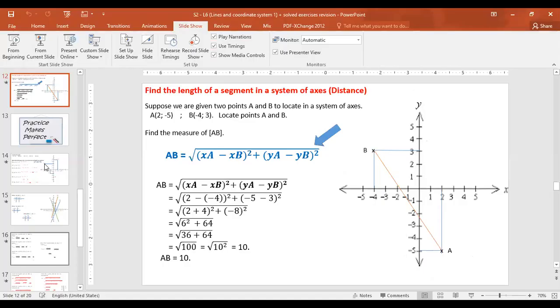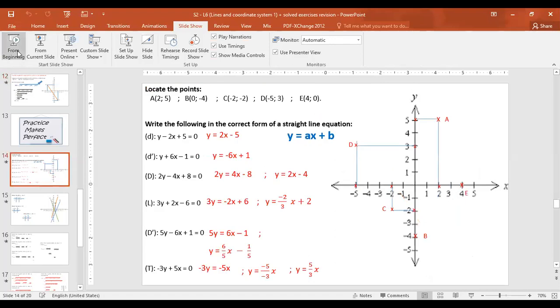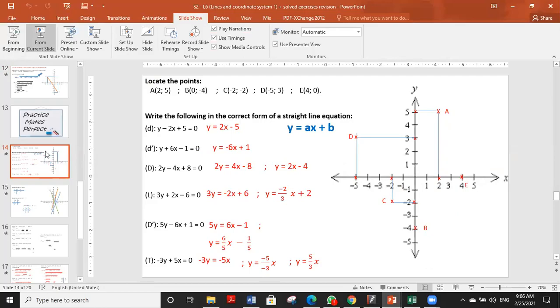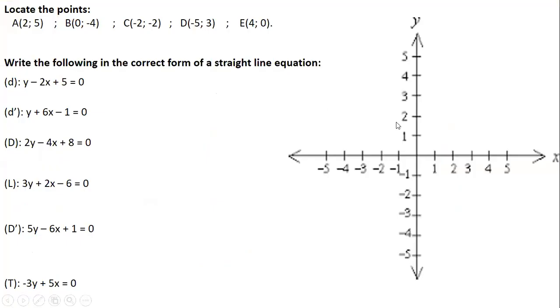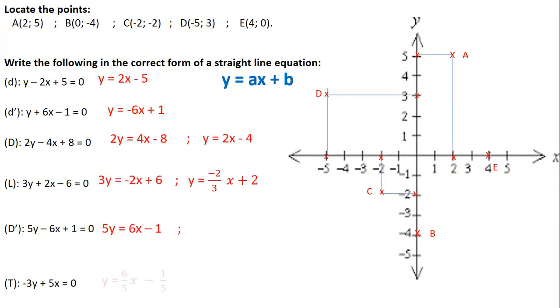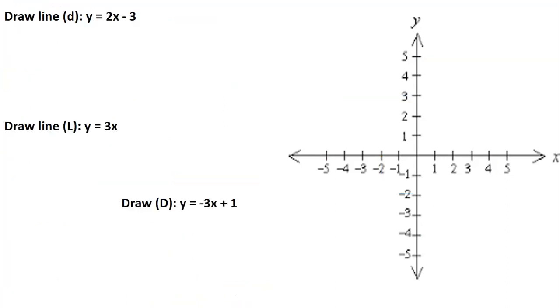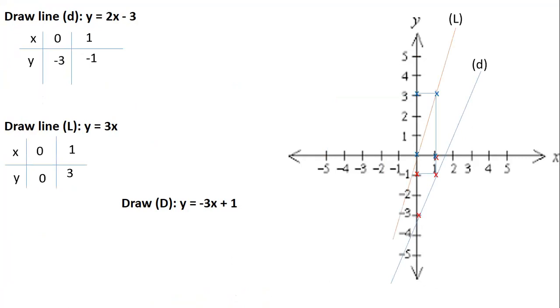Yesterday we solved an exercise on how to locate points in a system of axes, and if we are given an equation of a straight line, how can we make the equation of the straight line look the same as the equation of the general form. So we did this exercise. I hope you practiced this exercise again. And we started drawing lines in a system of axes. We have seen how we draw a line in a system of axes.